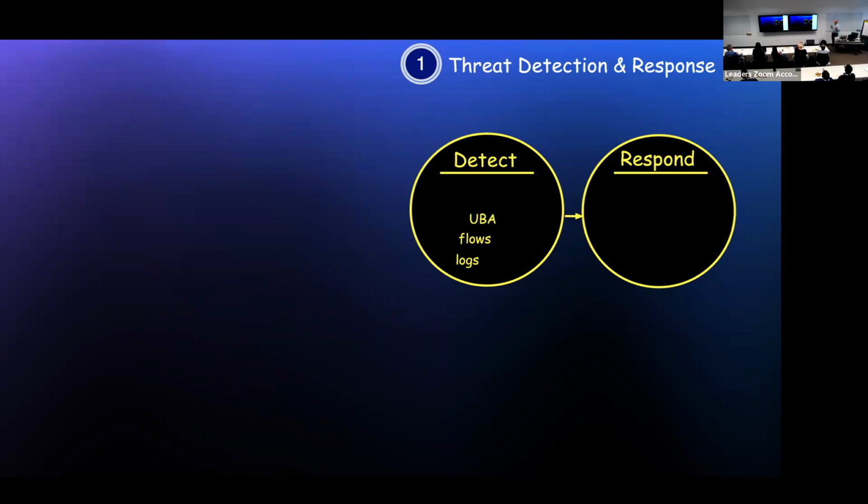And just to give you an example, when you're looking at logs and network flows, it's also important to look at user behavior. For example, if you have a subcontractor that typically downloads 3 confidential documents a week, and suddenly they're downloading 300 in an hour, that's an anomaly that you obviously want to detect and respond to.